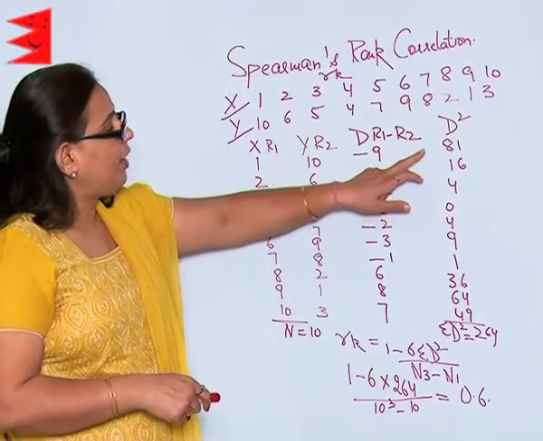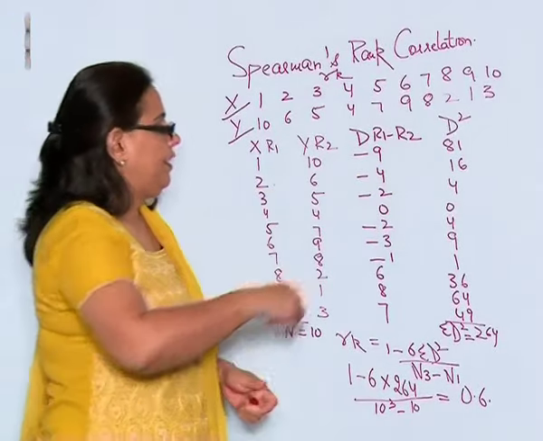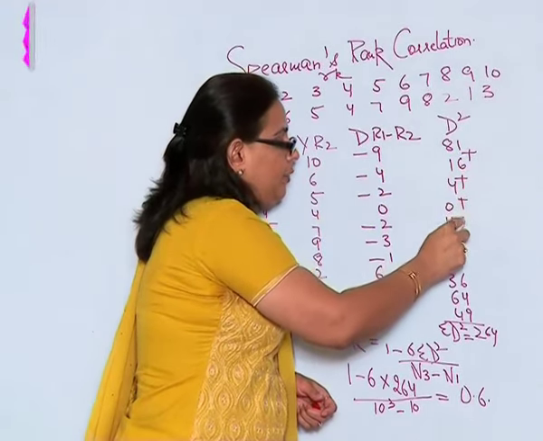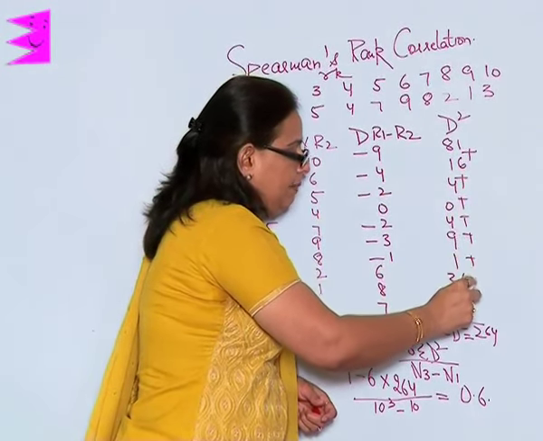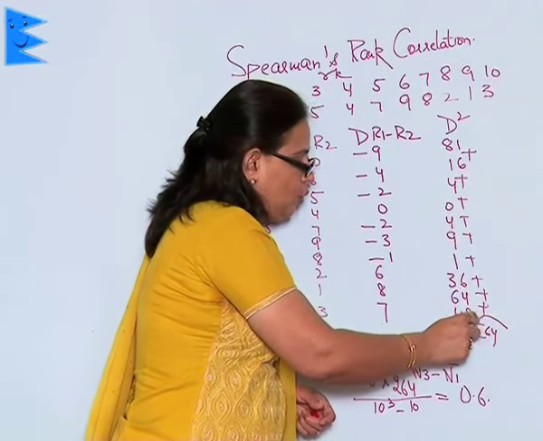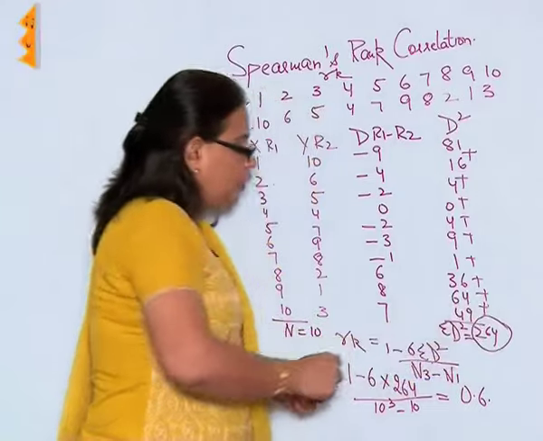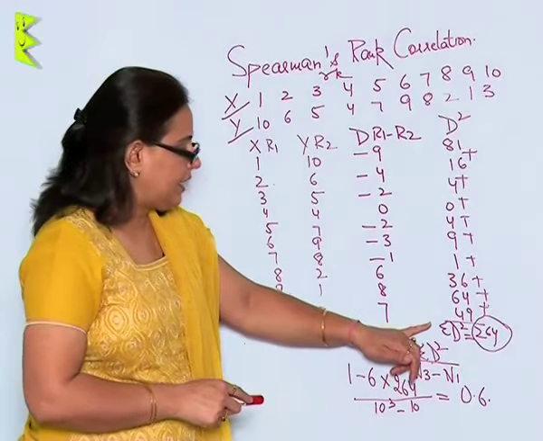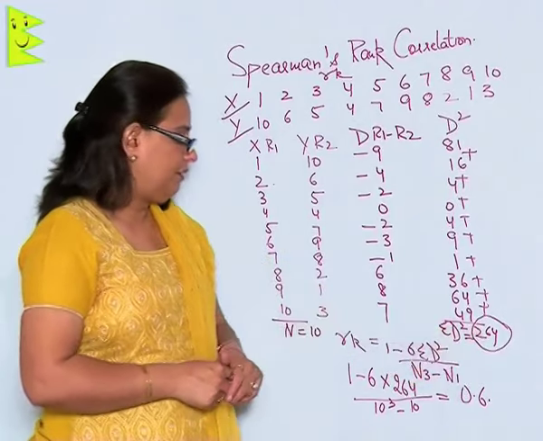Now, I will have to take out the sigma d square, which means 81 plus 16 plus 4 plus 0 plus 4 plus 9 plus 1 plus 36 plus 64 plus 49 is 264. So, what I have is the number of observations, and I have the sigma d square, which is 264.